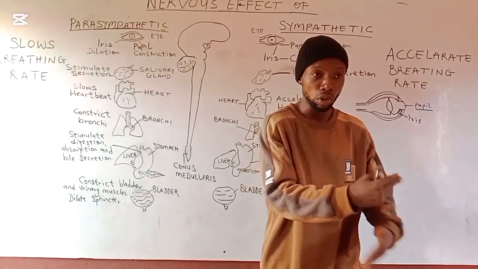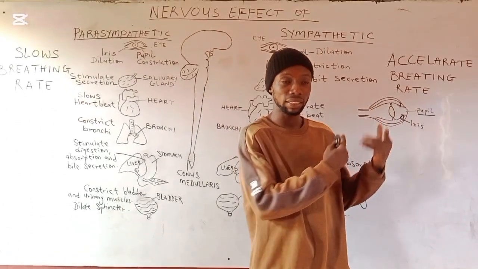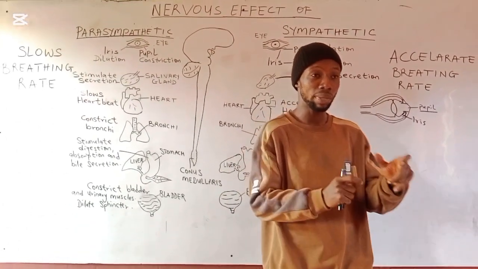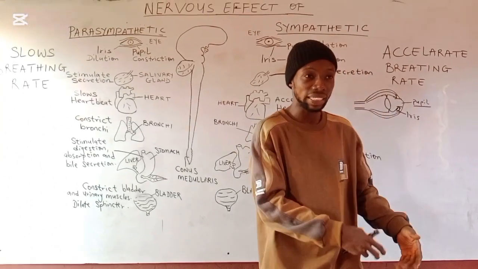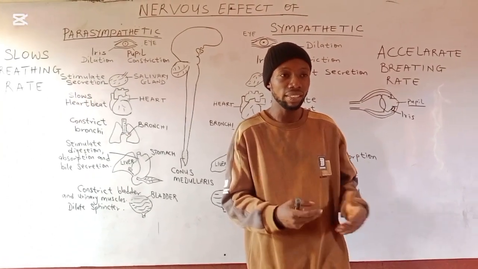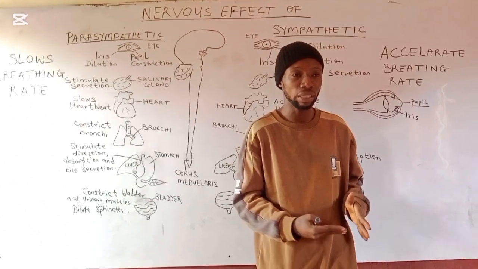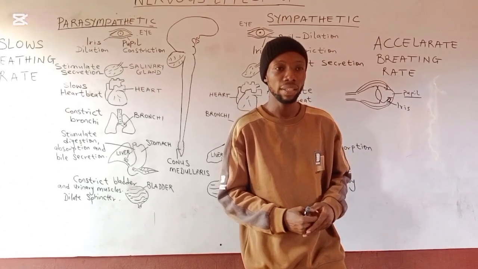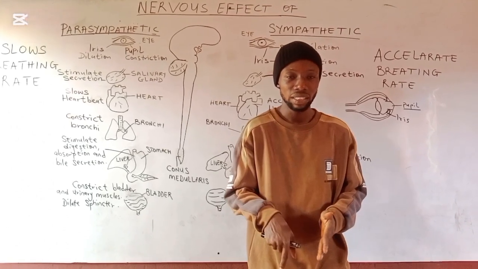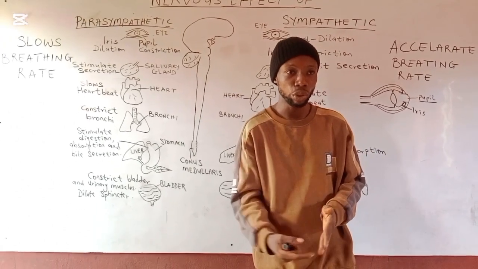The other one is the heart. When you are playing football, also under sympathetic, your heartbeat will increase because, as I told you, when you are running, lactic acid is produced because of hypoxia, a decrease in oxygen concentration in the blood. So the glucose is now converted to pyruvic acid under anaerobic respiration.